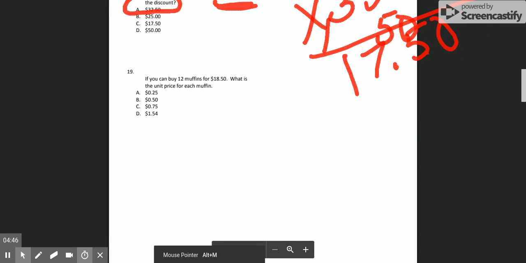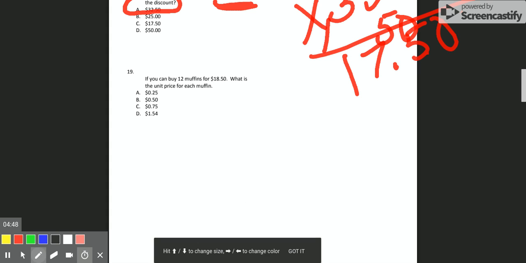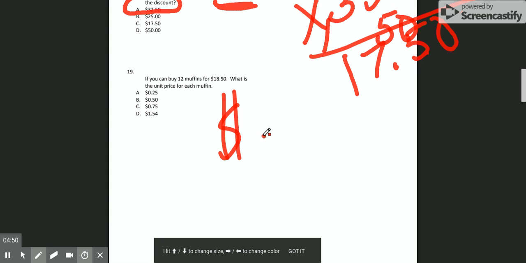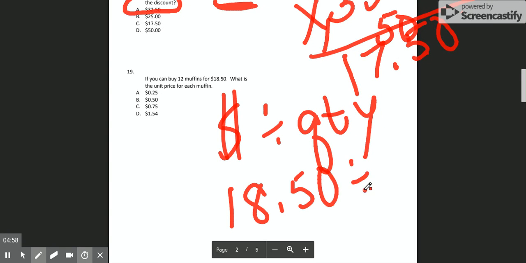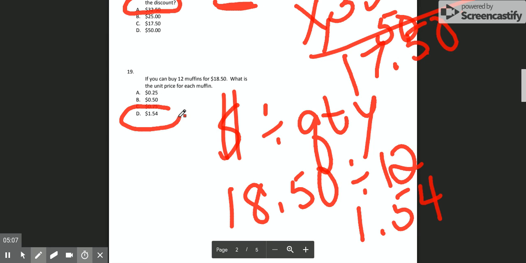Number 19, unit price is always going to be price divided by quantity. So our price is $18.50 divided by 12, and that should give you $1.54, which is option D.